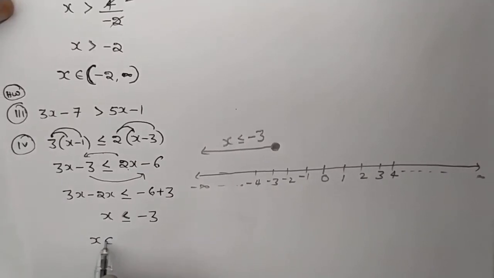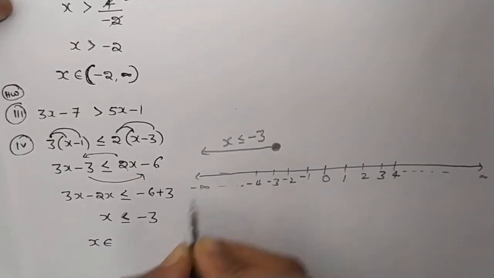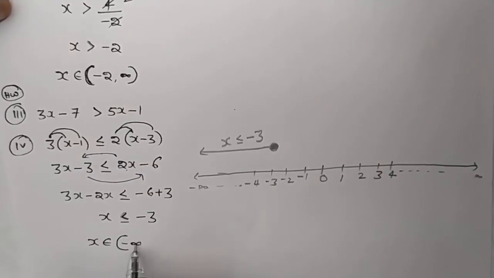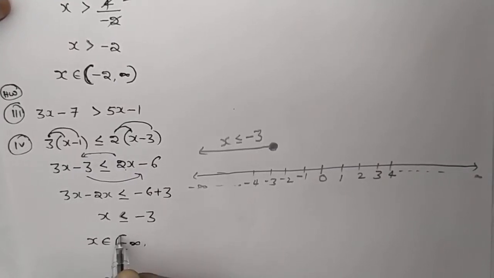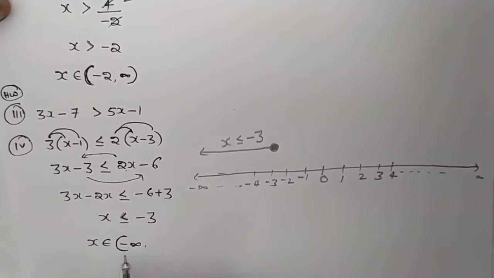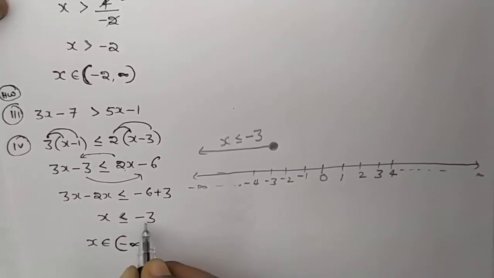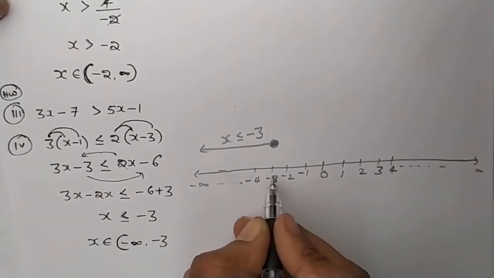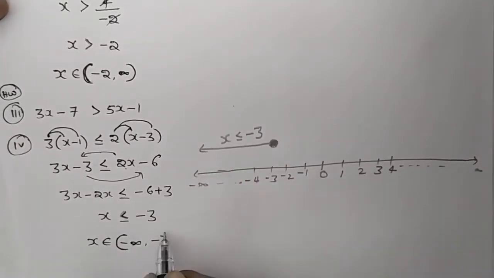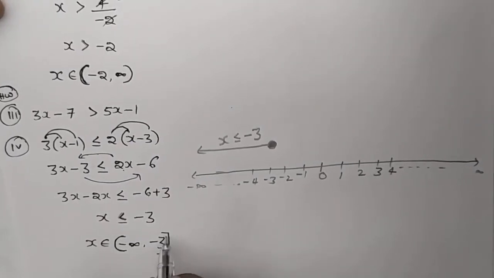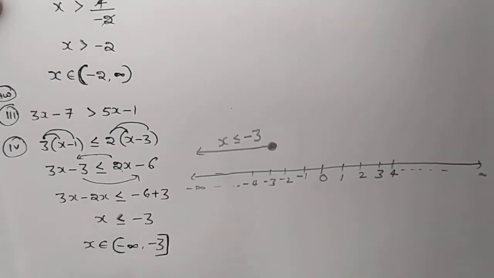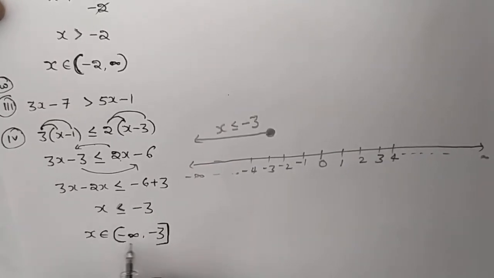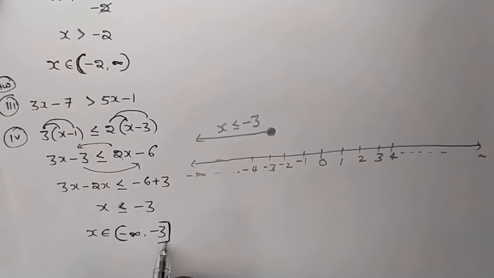X belongs to minus infinity. I already told you that plus infinity and minus infinity are always excluded. So excluded symbols: open interval, semi open, semi closed. Minus 3 is included. The included symbol is the one for included, right? Semi open, semi closed.